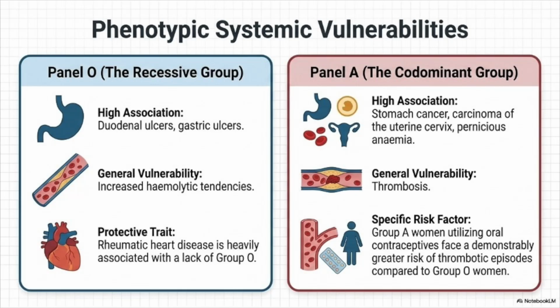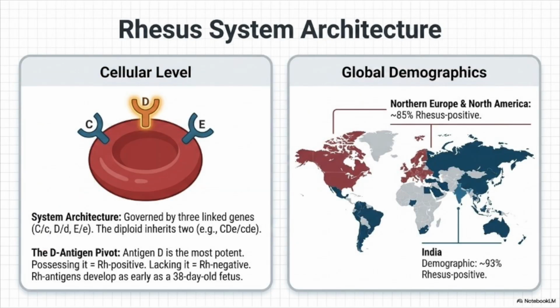Group A, the codominant group, shows a high association with stomach cancer, cervical carcinoma, and pernicious anemia, along with a general vulnerability to thrombosis. Specifically, Group A women using oral contraceptives face a demonstrably greater risk of thrombotic episodes compared to Group O women. Let us now look at the rhesus system architecture.